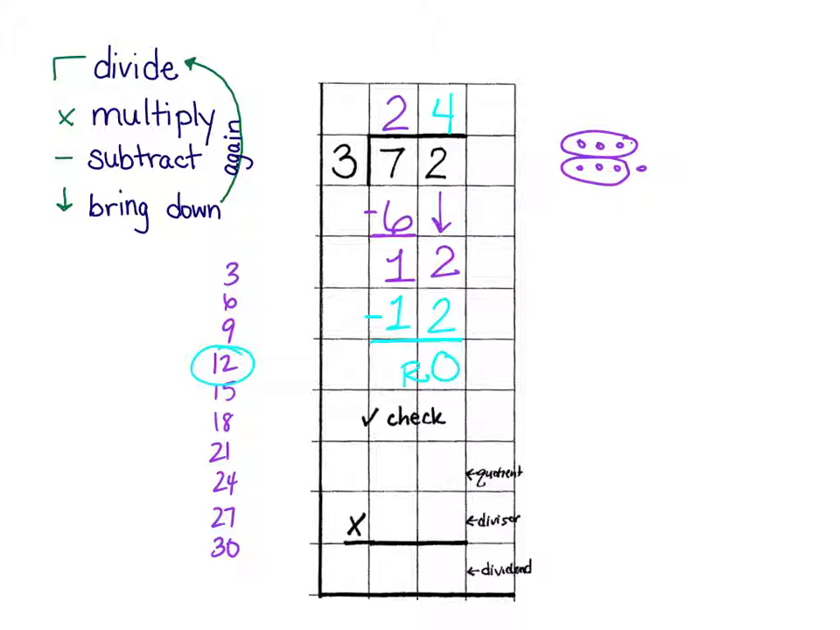So we're going to write quotient. 24. Here's our quotient. 24. It goes here. 24 times our divisor of 3. 4 times 3 is 12. 2 times 3 is 6, plus 1 is 7. We don't need to add our remainder because 72 is our answer. So put a star. We solved that one.